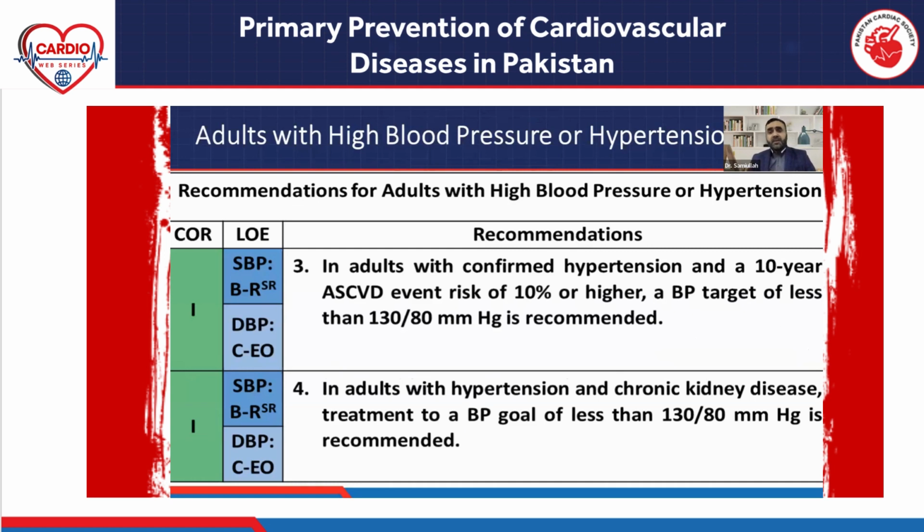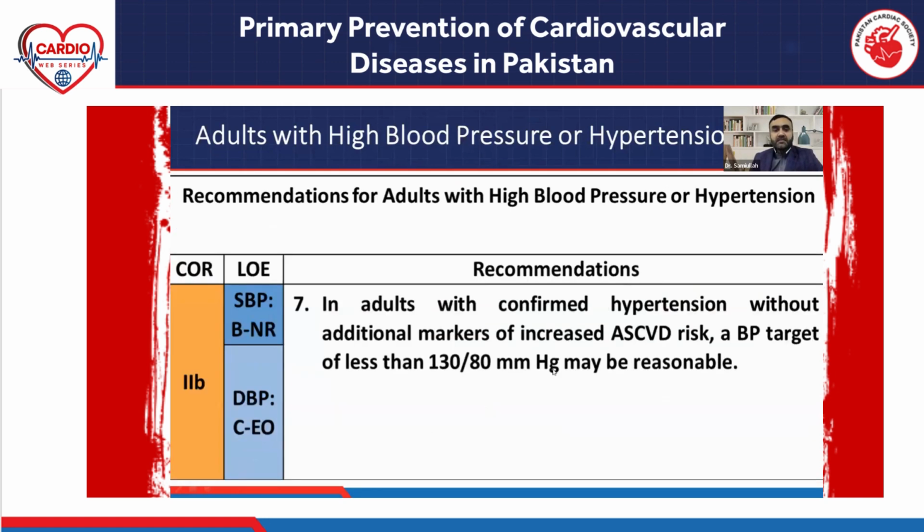Those with confirmed hypertension, again, the 10-year risk is higher than 10%. You need to target blood pressure of less than 130 in these and in those patients with chronic kidney disease. Both are class 1. So with hypertension, they are having 10-year risk, and hypertension with chronic kidney disease, the target blood pressure should be less than 130 by 80 to improve their cardiovascular risk.